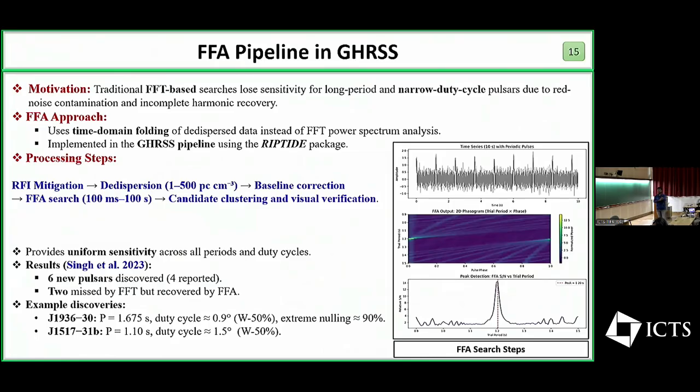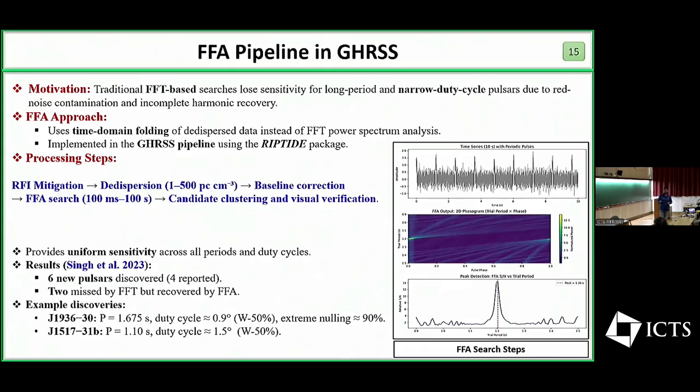In the traditional FFT-based search, normal pulsars used to lose sensitivity because normal pulsars are wider in time. So their power spreads across different harmonics, and it is very difficult to search for them in an FFT-based search.